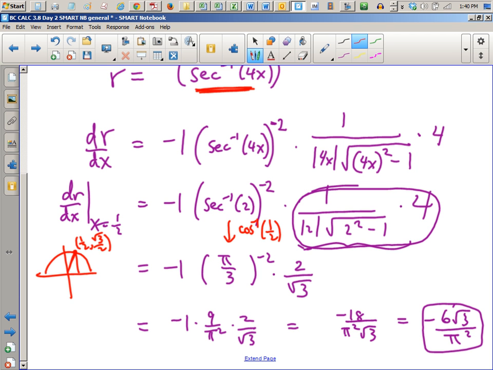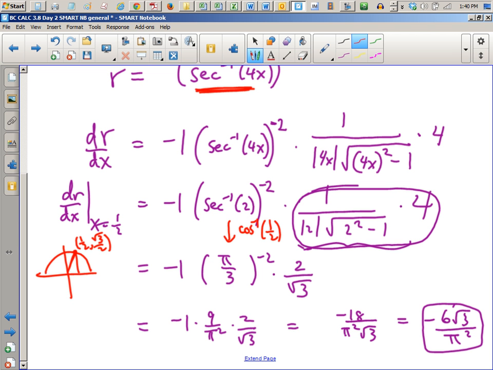Pi over 3. Yes? When you took pi over 3 and made it to the negative 2 power, why did you flip it? Because the negative on this negative 2 means flip me, and the 2 means square me. So it becomes 9 over pi squared. 1 over pi over 3 is 3 over pi, and then square that. Lots to think about there, but I like this problem.